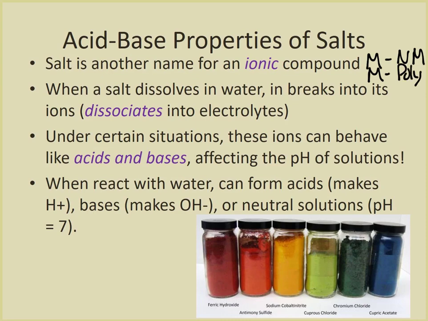When a salt dissolves in water, it will always break up into its ions, and you should always assume that at least one breaks apart, even if the solubility is very, very low. Under certain conditions, these ions can behave like acids and bases, affecting the pH of the solutions. When they react with water, they can form acids, which means that the salt would make a hydrogen ion, or they can make bases, which means that the salt somehow makes a hydroxide ion. And some salts are neutral with a pH of 7.